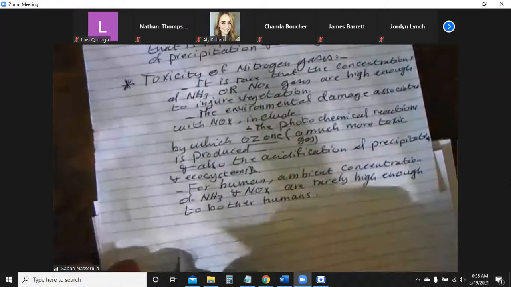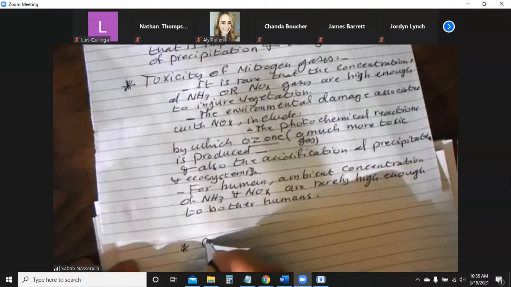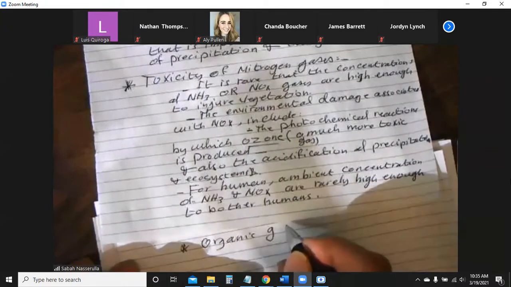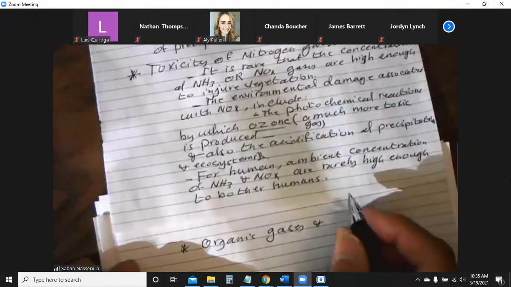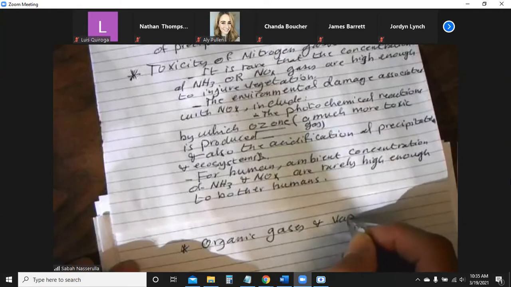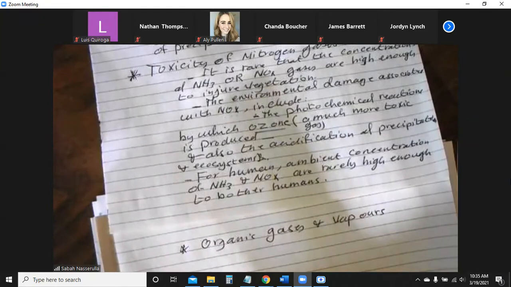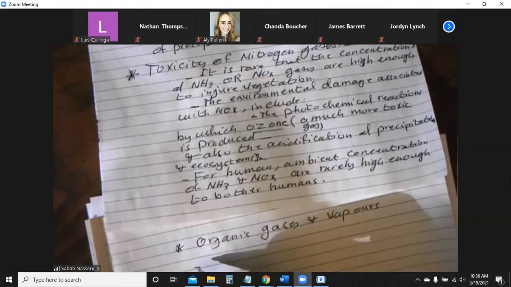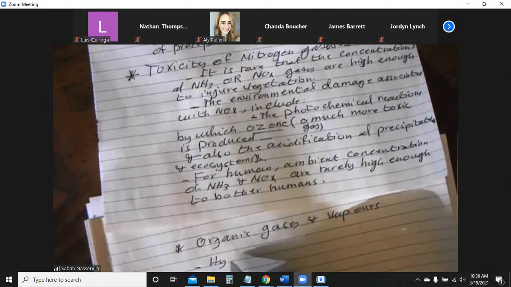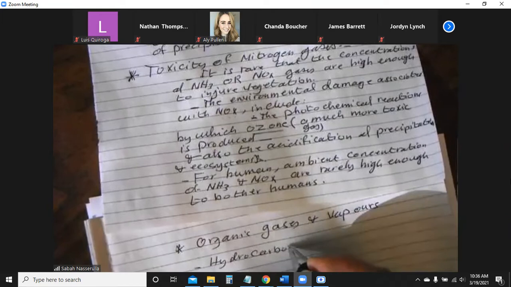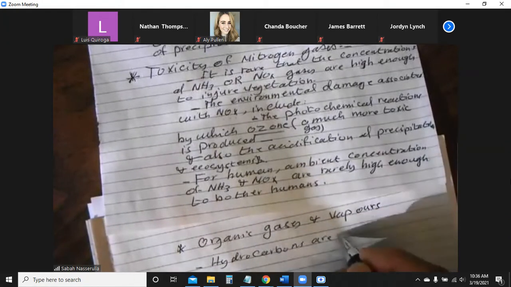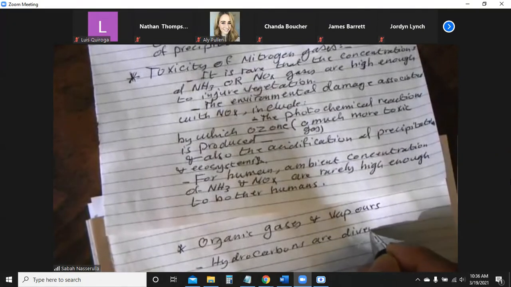Then I'm going to start with the other title here, which is called Organic Gases and Vapors. We're going to talk about this one here. As a matter of fact, most of these are hydrocarbons. Now, hydrocarbons, like methane and others, basically, as you know, are a diverse group.